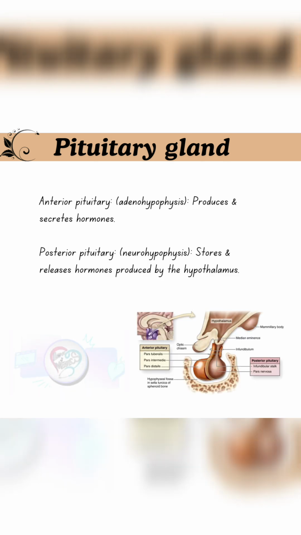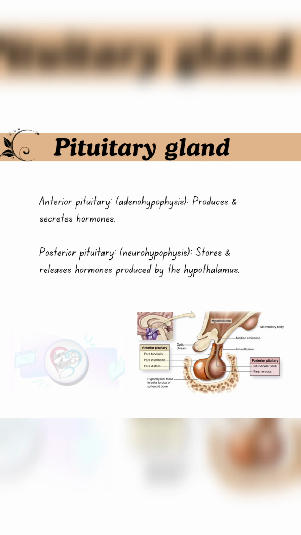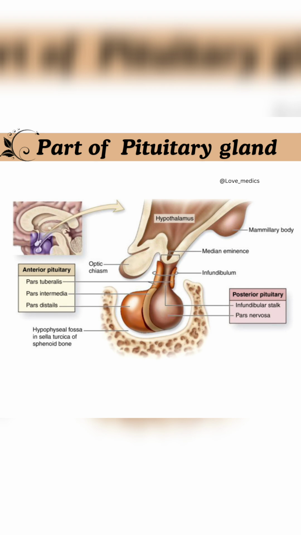The pituitary gland is divided into two main lobes. They are the anterior pituitary lobe and the posterior pituitary lobe. The anterior pituitary lobe is also called adenohypophysis. It produces and secretes the hormones. And the posterior pituitary gland is also called neurohypophysis. It stores and releases the hormones. It does not produce the hormones. So it stores and releases the hormones produced by the hypothalamus.